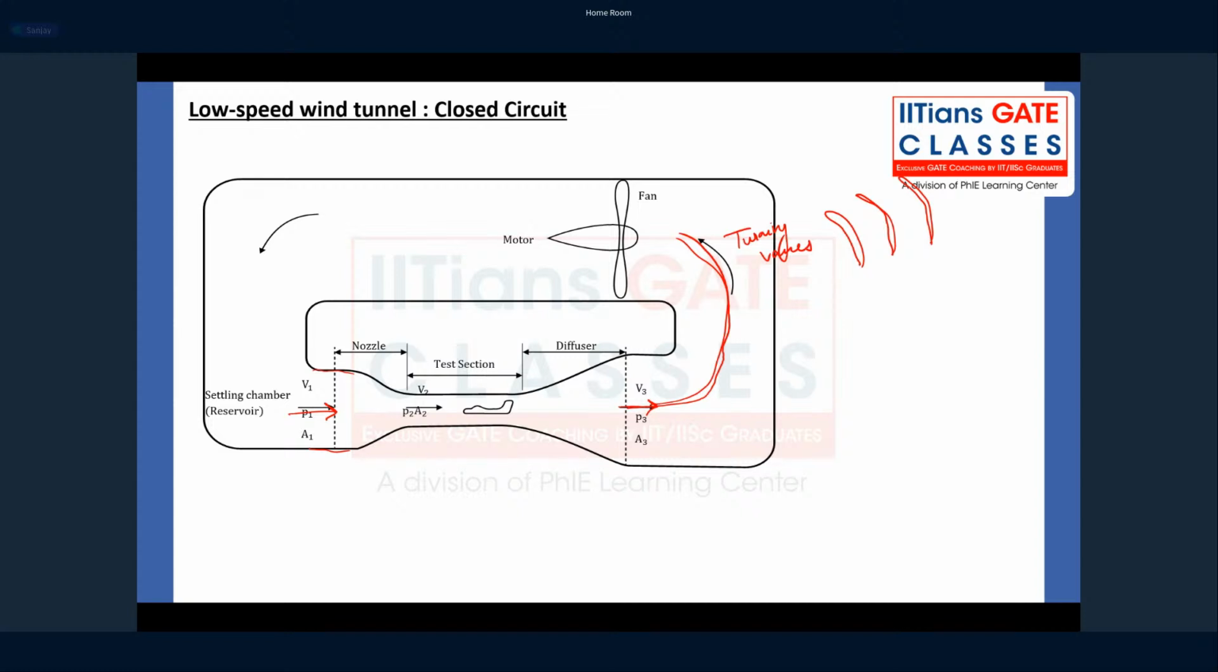But can you tell me one advantage of the closed circuit tunnel? Why is this construction important? What happens when the same air circulates every time through the tunnel? Can someone tell me?